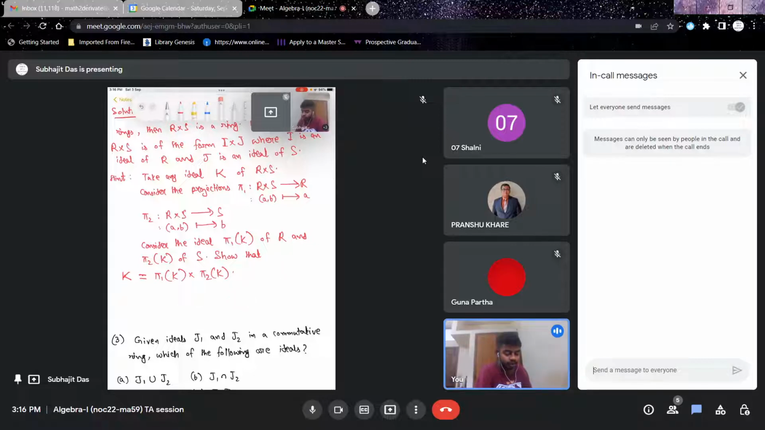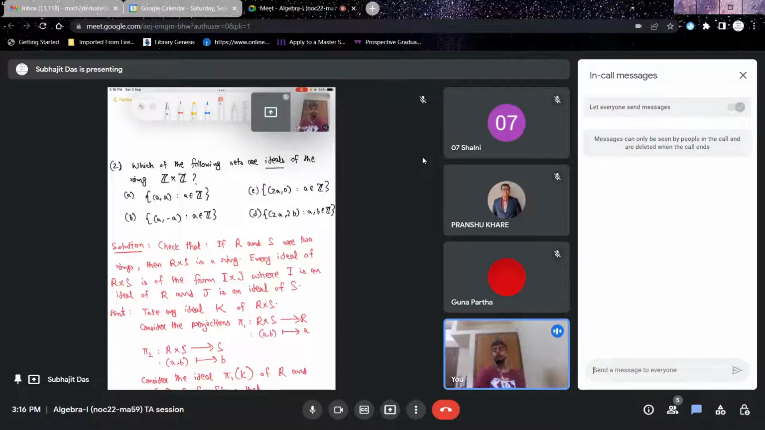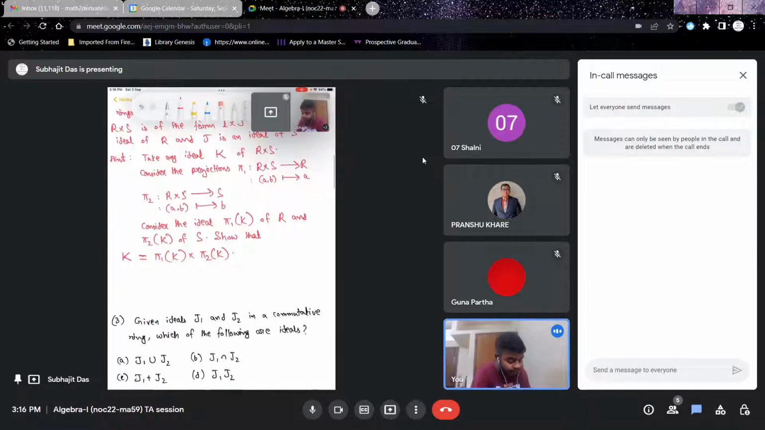So option A is wrong. It can't be written as a product of two ideals, let alone it can't be written as a product of two sets only, let alone two ideals. And similarly, B also can't be written like that for the same reason. But option C is correct. Sorry, option C is correct and option D is correct. Why is C correct?